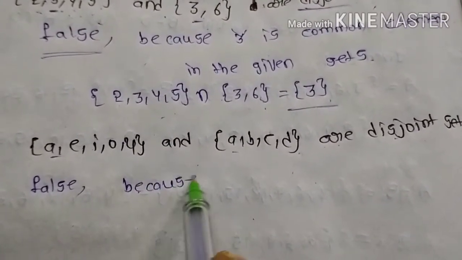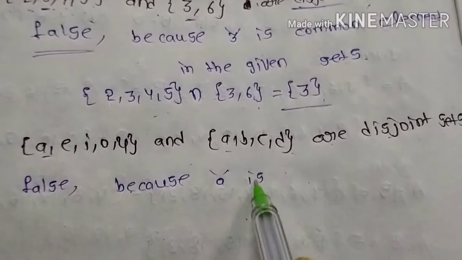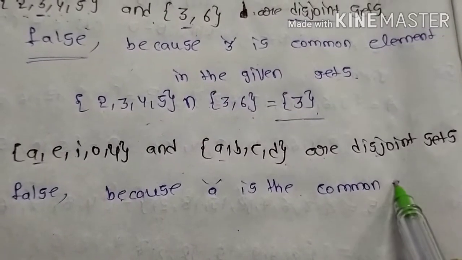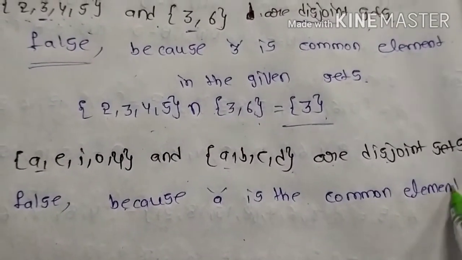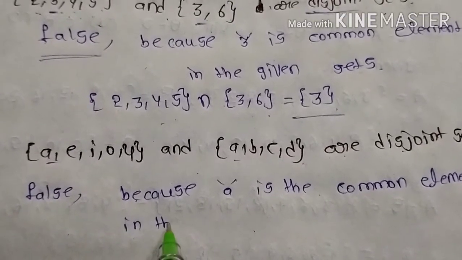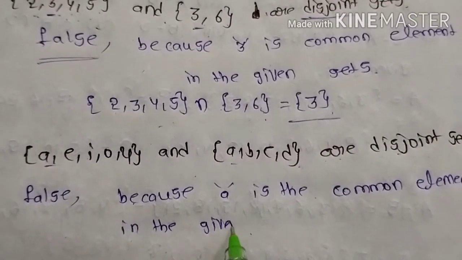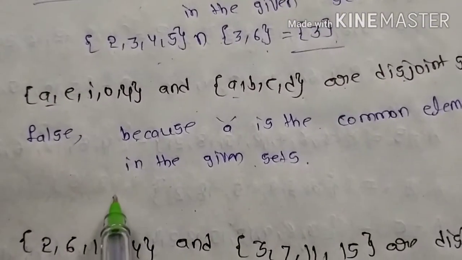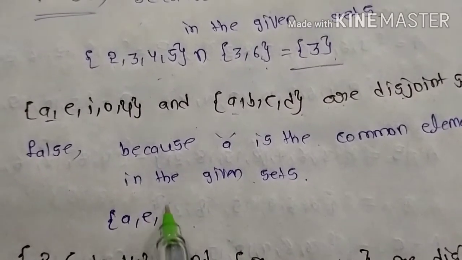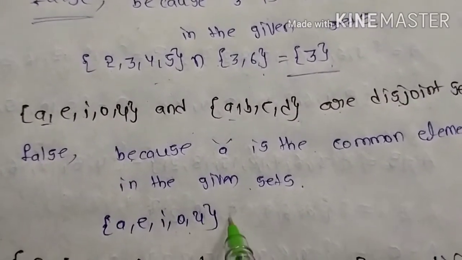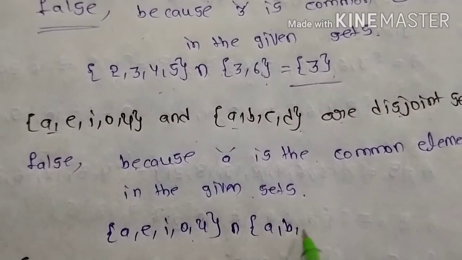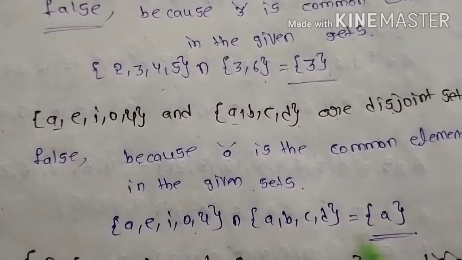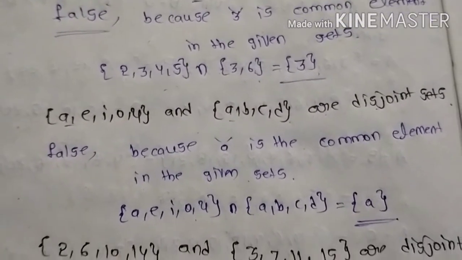because A is the common element in the given sets. Yes or no? In the given both sets. See, for our clarification, once again I am writing here {A, E, I, O, U} intersection {A, B, C, D}. Here A is the common element. So that given statement is false only.